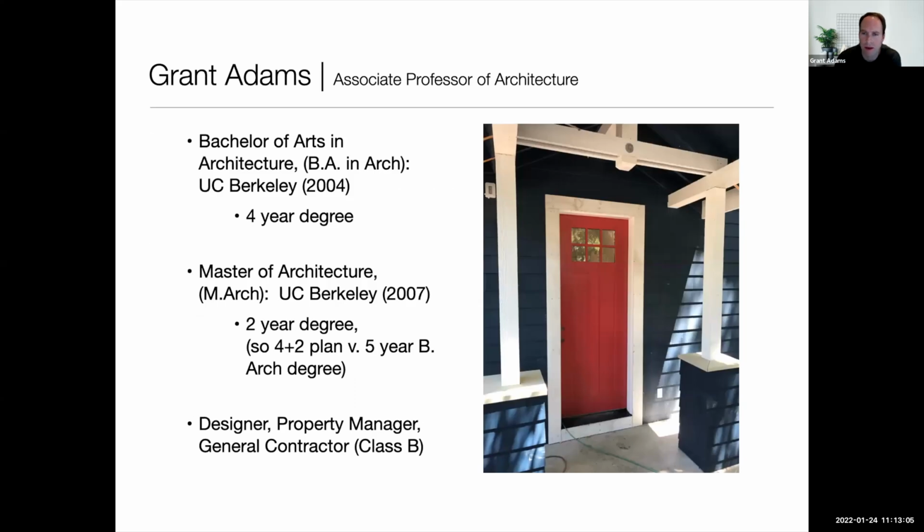So a little bit about my background. I have a Bachelor of Arts in Architecture degree, so a BA in Architecture from UC Berkeley. So most of you are looking at transferring to Berkeley. Things have changed a bit since I was there. That was a long time ago, 2004. But that's where I got my undergraduate degree. That is a 4-year unaccredited, so non-professional degree in architecture.